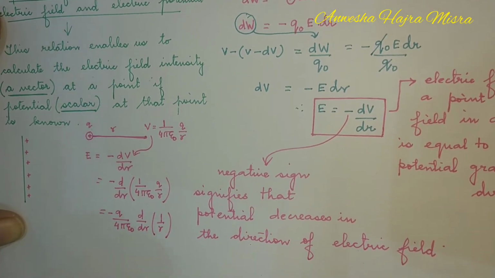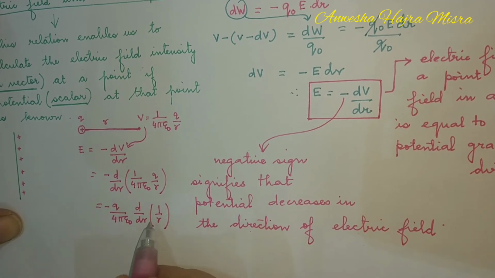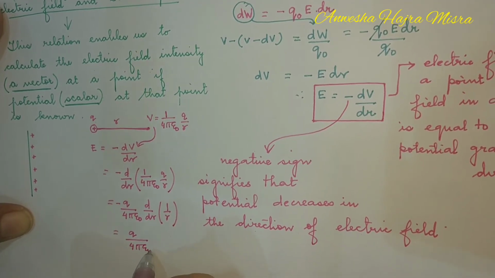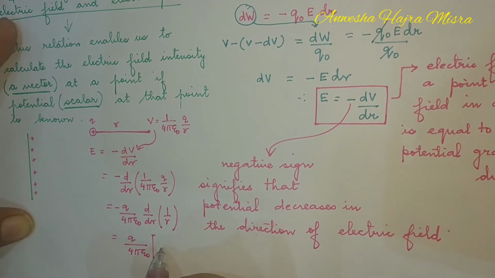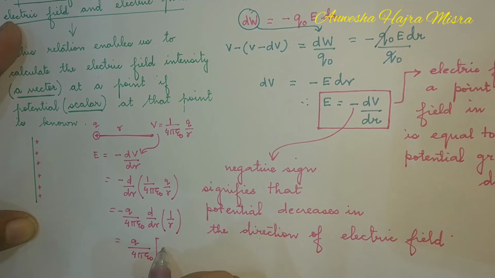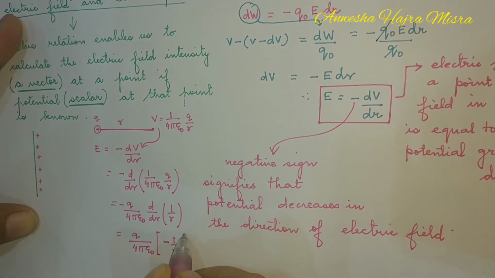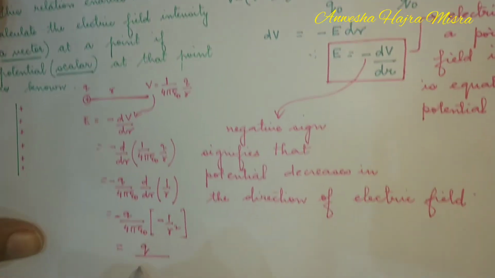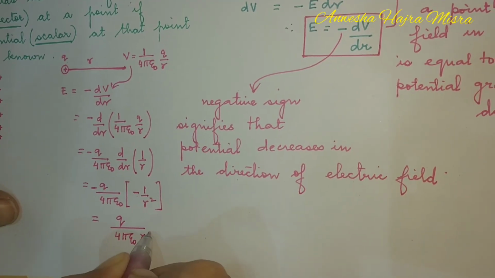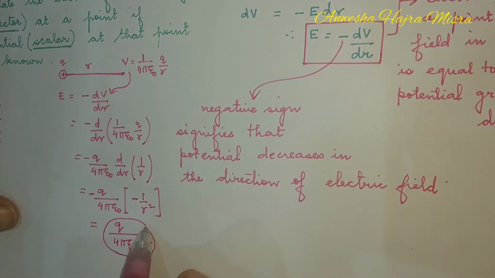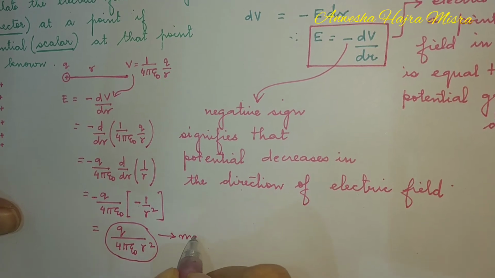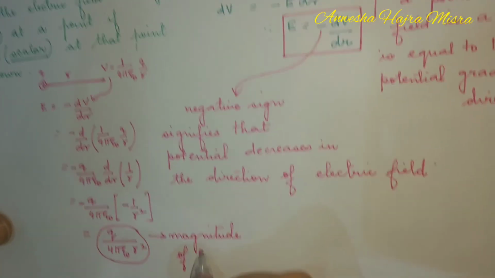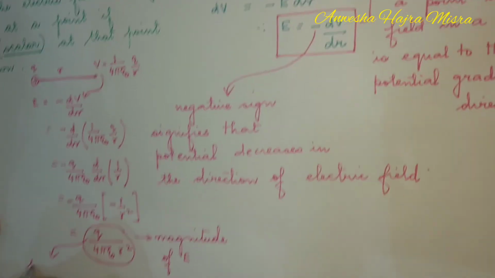Now when you differentiate, what will it be? R to the power minus 2 plus 1 by minus 2, so it is minus 1 by R square. So Q by 4 pi epsilon naught, if you differentiate this, it is minus 1 by R square. Now minus minus becomes plus, so intensity is Q by 4 pi epsilon naught R square. Now not only do we get the magnitude of intensity, this is the magnitude of E. But I told you, you will get the vector E. How? Now this is a positive quantity.